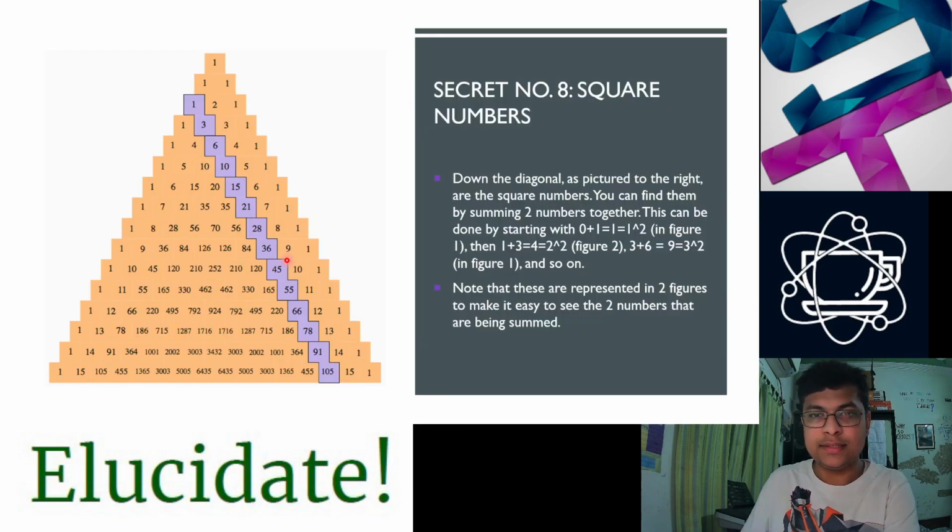So moving to the next. Sorry, the next is about the square numbers. These are specific numbers; we can find them by summing two numbers together.